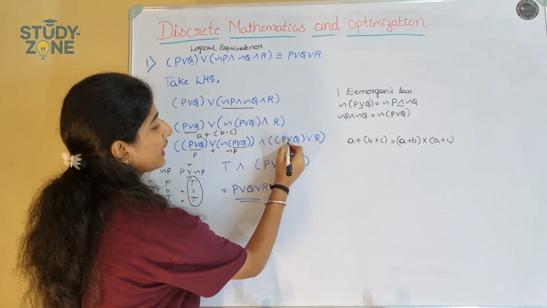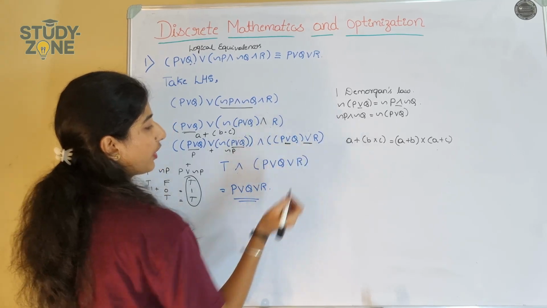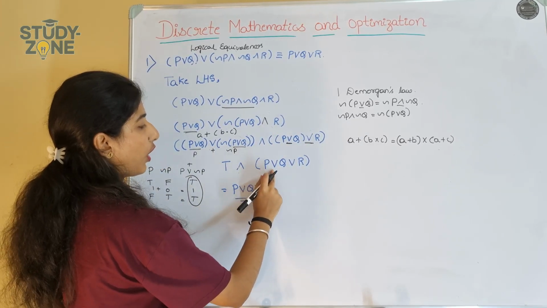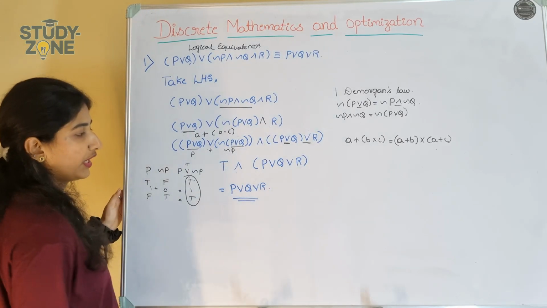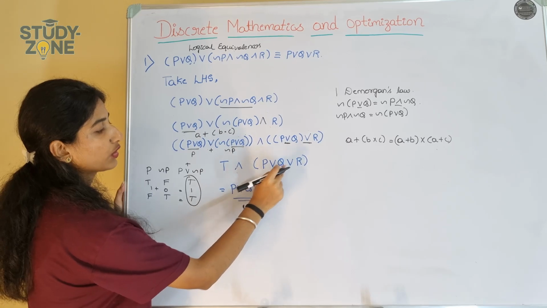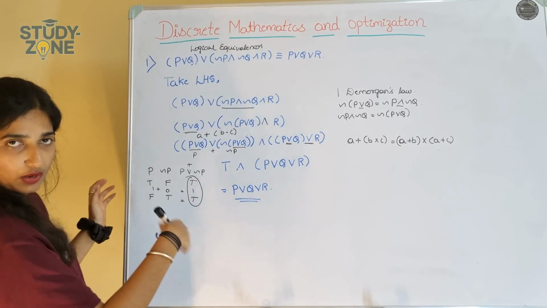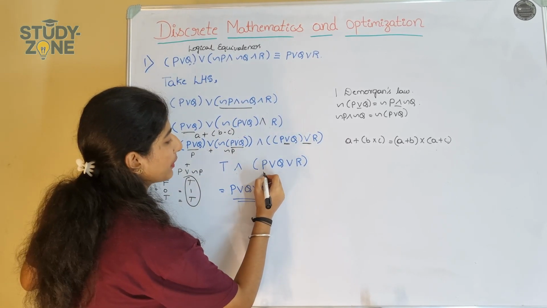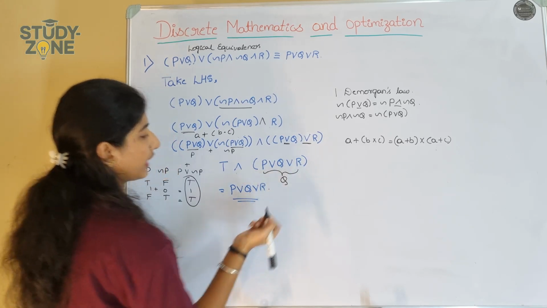And now look at this. Here we have P or Q or R. So write like this, P or Q or R. Now look at this. Here we have true and (P or Q or R). So now again apply the truth table. So take this one as Q, okay?